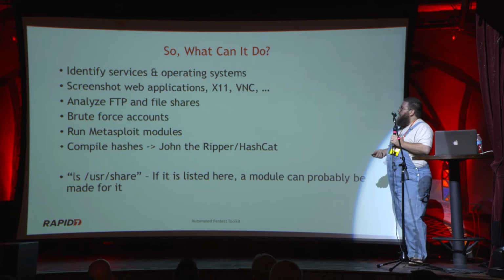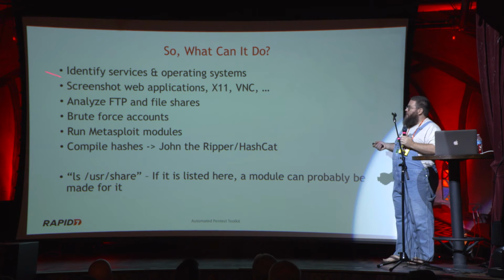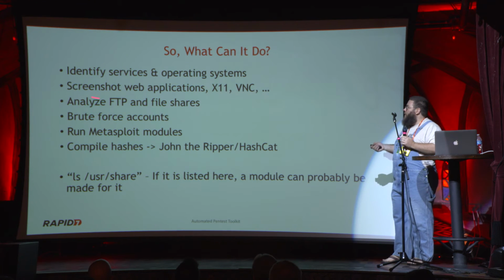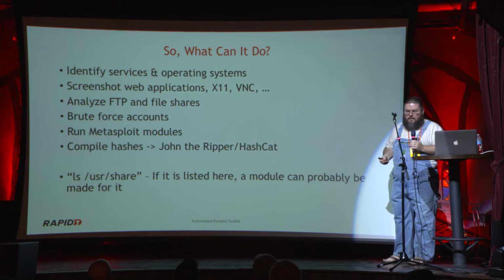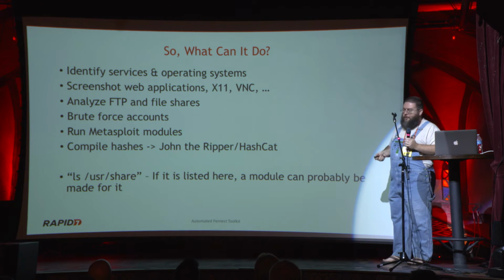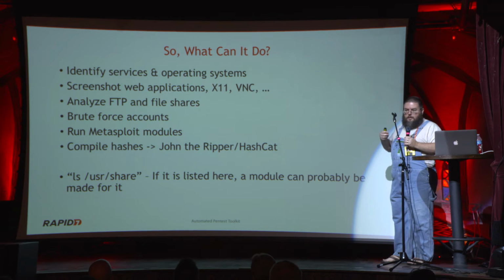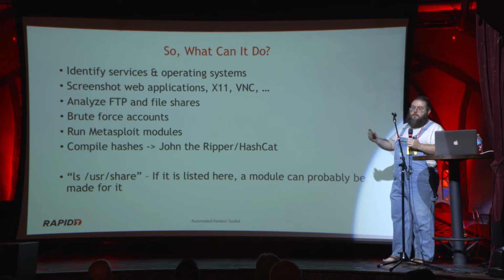So what can it do? Like I said before, it starts out, it identifies services, operating systems, ports, things of that nature. Any web app, X11, anything GUI, it tries to screenshot so that you can take a look at it later. It looks for FTP and other file shares. If it can authenticate to them, whether anonymously or not, it'll connect to them, search for.